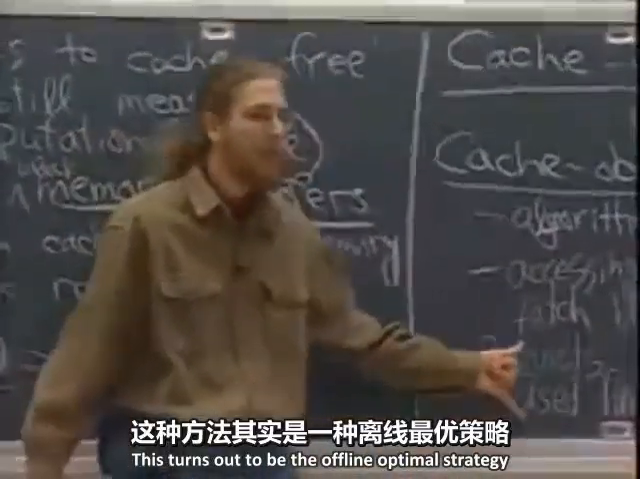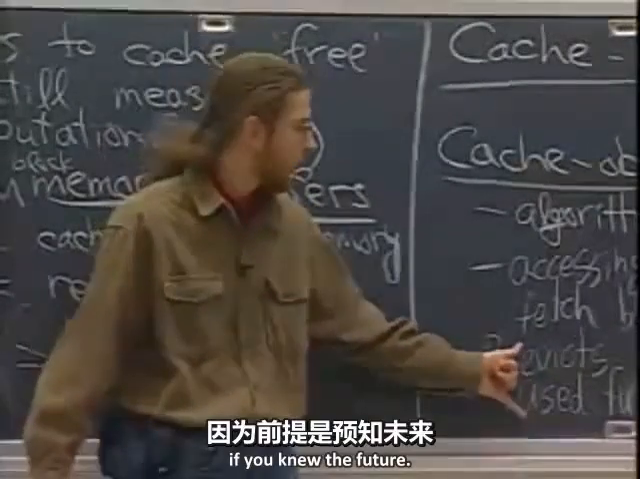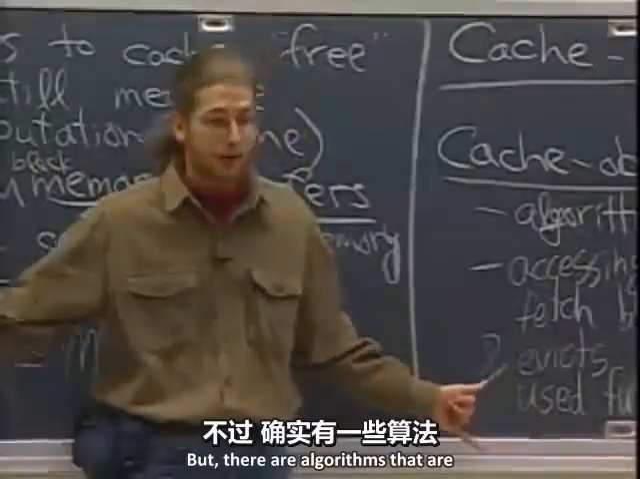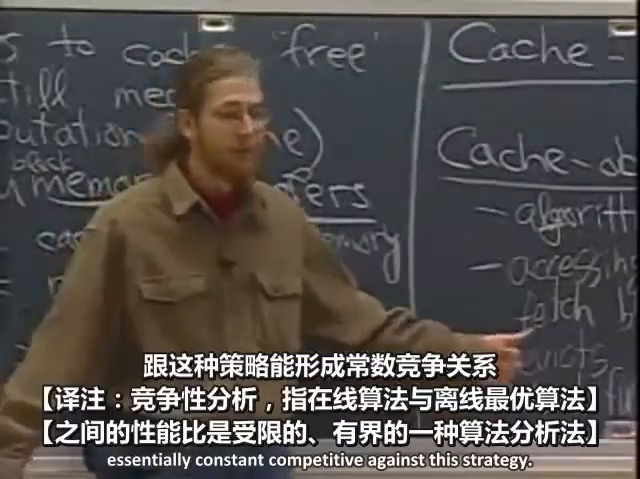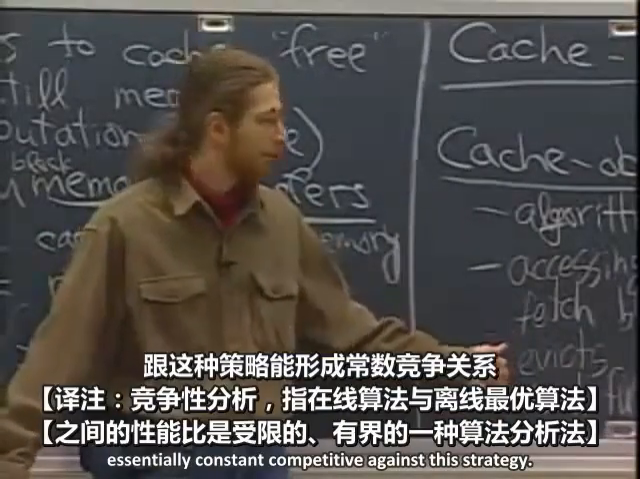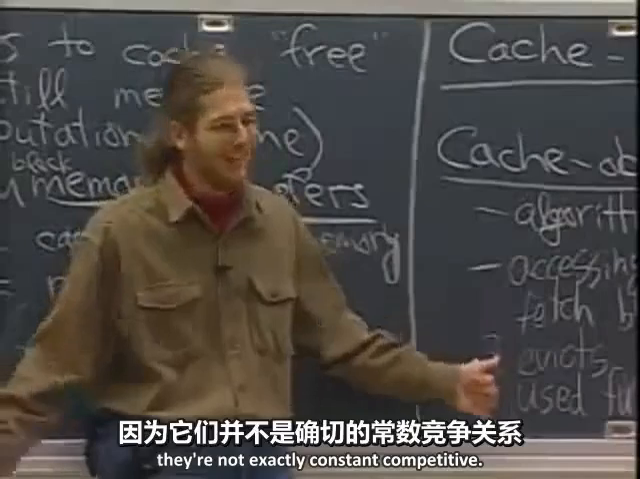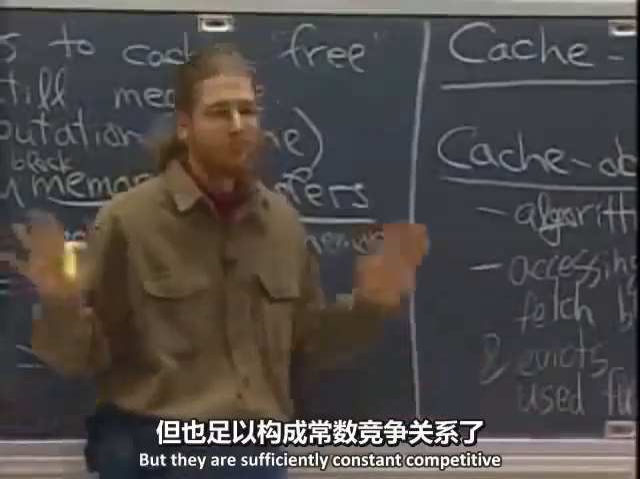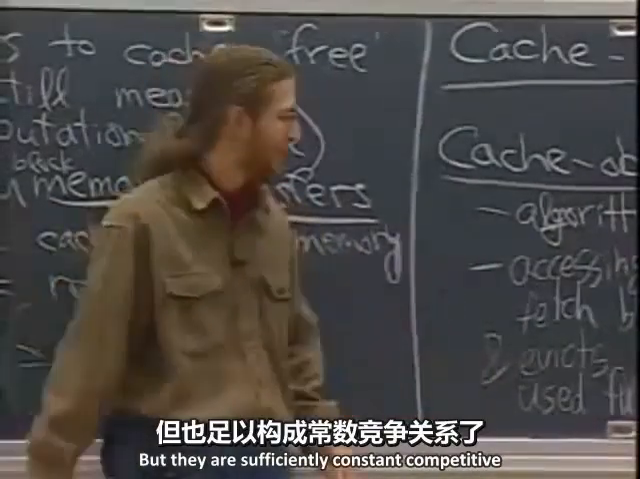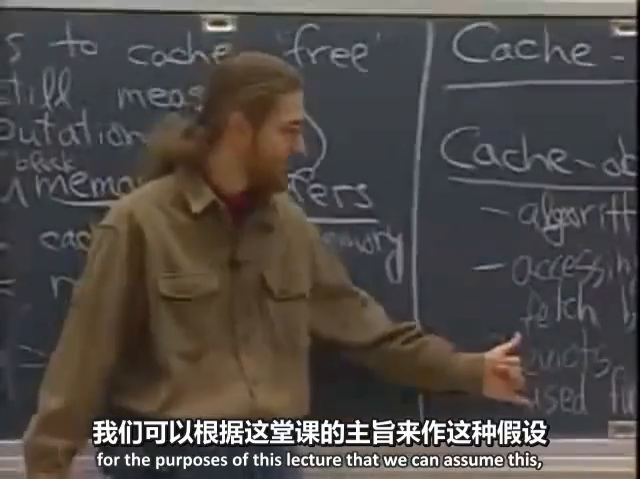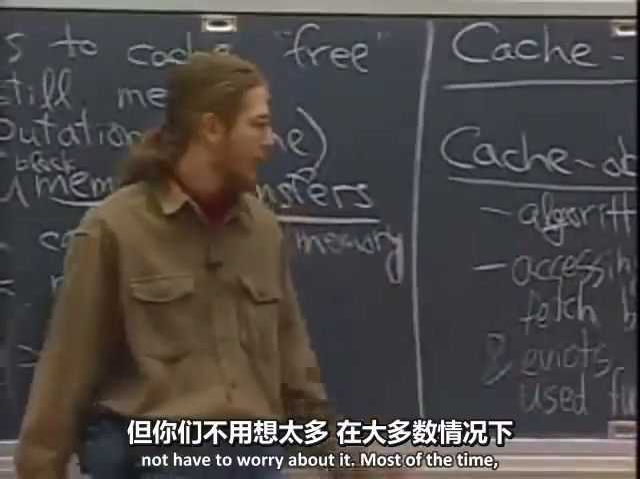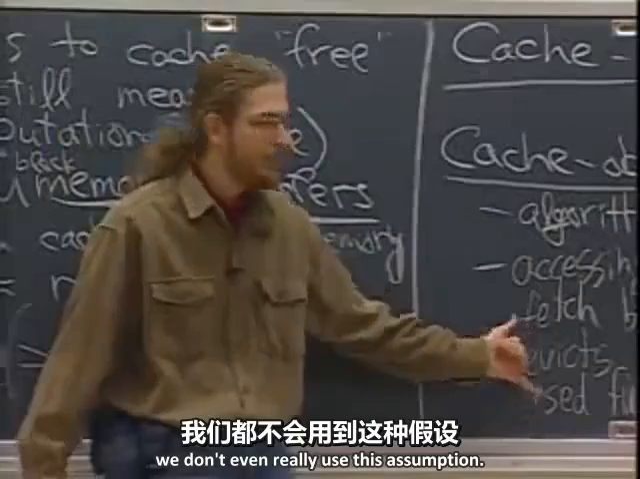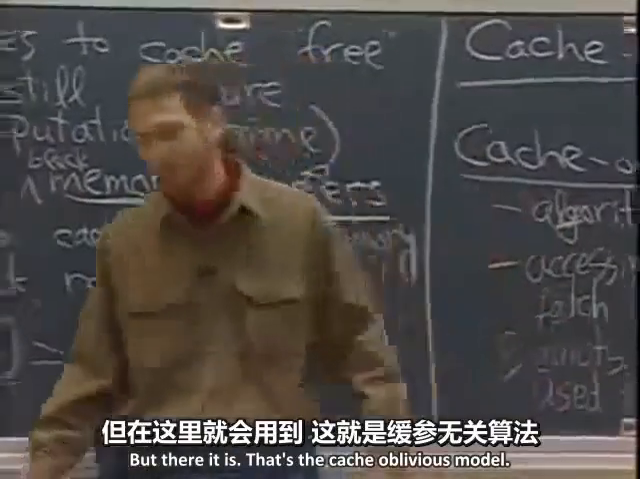This turns out to be the offline optimal strategy if you knew the future. But there are algorithms that are essentially constant competitive against this strategy. I don't want to get into details because they're not exactly constant competitive, but they are sufficiently constant competitive for the purposes of this lecture that we can assume this, not have to worry about it. Most of the time we don't even really use this assumption, but there it is.